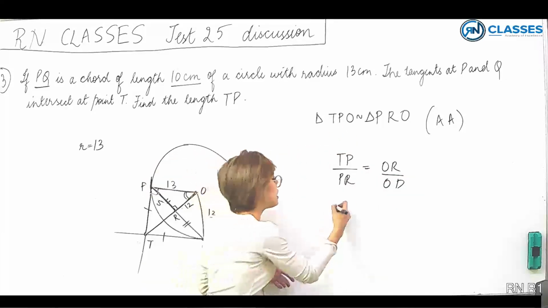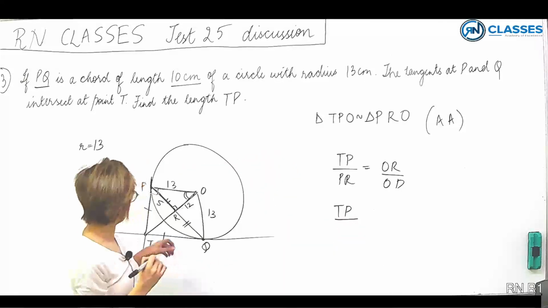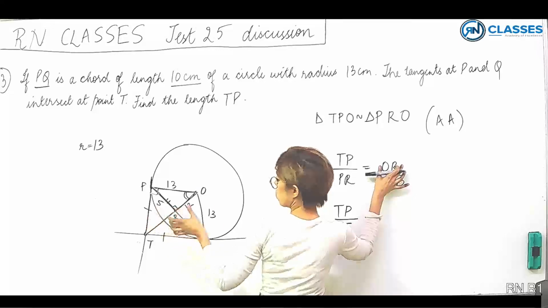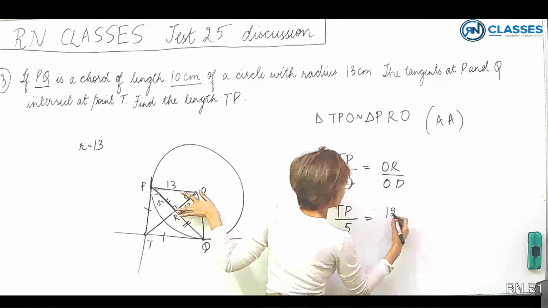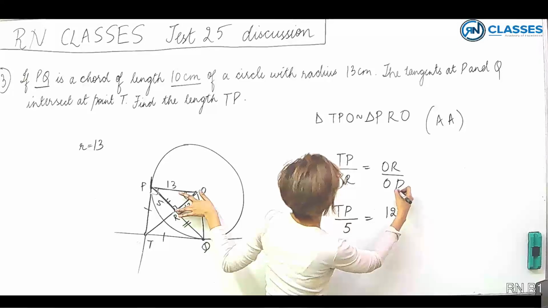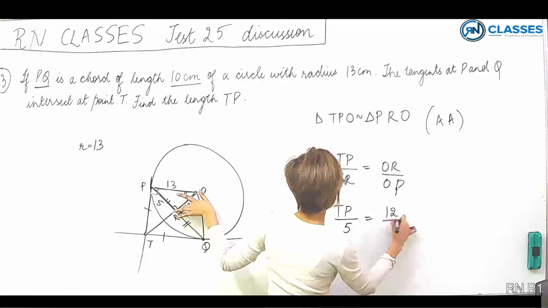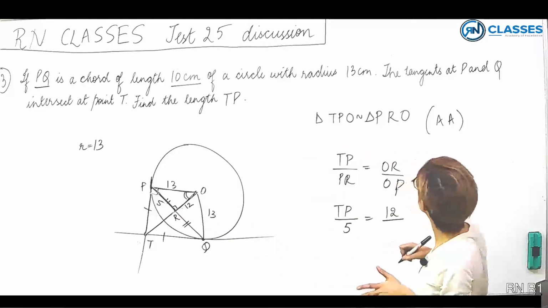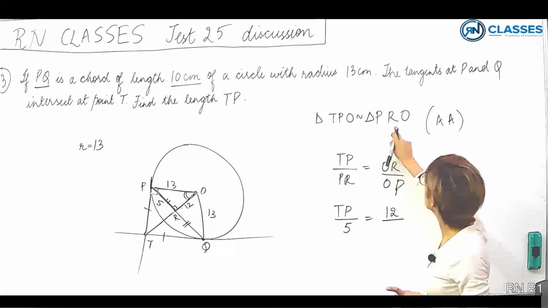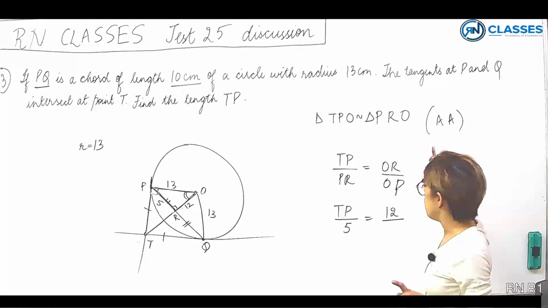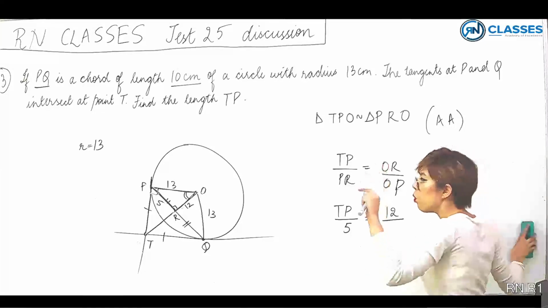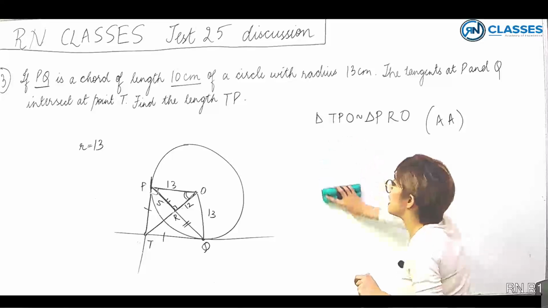What? So CP by PR. PR is this length, which is 5, is equal to OR, which is, where is OR? This is 12. Okay, this should be what? OP, right? OR is 12. Did I write something wrong? Okay, CP by CR is equal to OR by OP. Okay, this is something wrong. I did something wrong. Okay, maybe we wrote the similarity statement wrong.